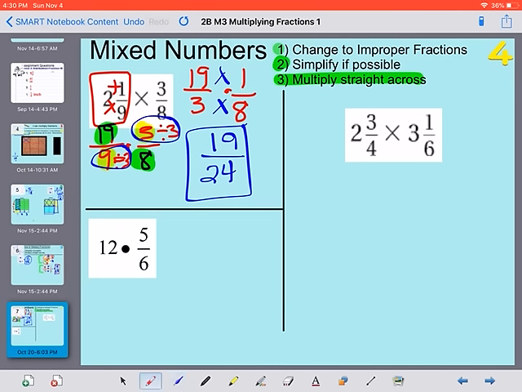I'm going to go down below here, multiplying straight across. This is a whole number, so I'm going to make it a fraction. 12 divided by 1 is really still just 12. So I have 12 over 1 times 5 over 6.